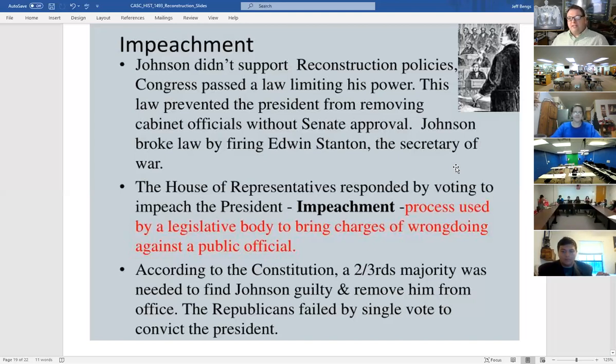So Johnson, the reason he almost got impeached was he fought against the radical Republicans and their efforts. And what Congress did was they said, we're going to pass a law to limit his power, and we think that he'll break that law. So they passed a law and basically said Johnson could not remove anyone from office. Well, Johnson defied that law, and he fired the Secretary of War, Edward Stanton.